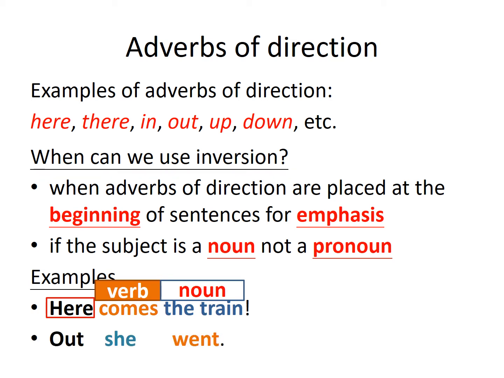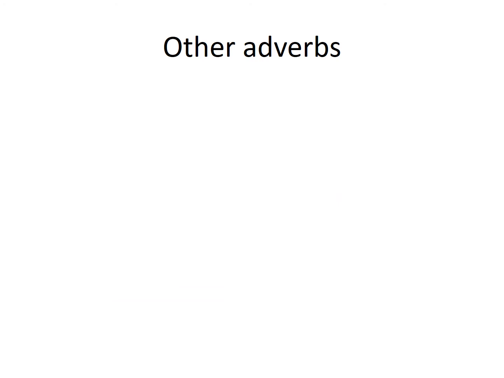Again, the statement starts with out, which is the adverb of direction. However, this time, the subject is she, which is a pronoun. Therefore, inverted verb plus subject structure should not be used in this situation. That's why you can see that this example follows the normal statement word order, that is, subject plus verb. Out she went.